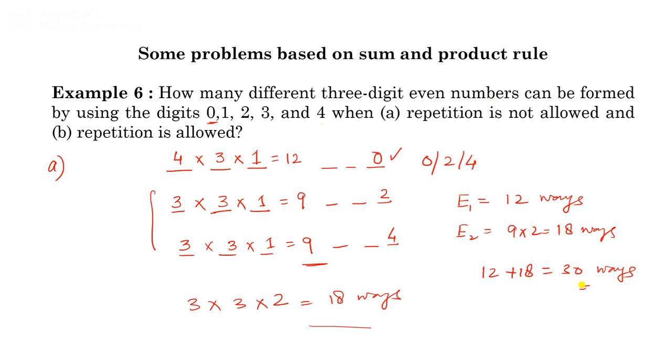So in this way you have to apply some reasoning before solving a problem, because in each problem it is not the case that for each of these places you will have an equal number of ways for the first place or second place. So you have to be very careful while applying the sum and product rule. So I hope that you got the concept of sum and product rule.